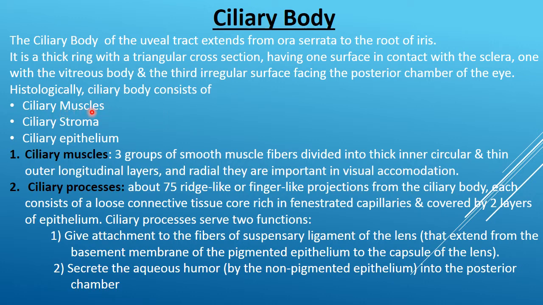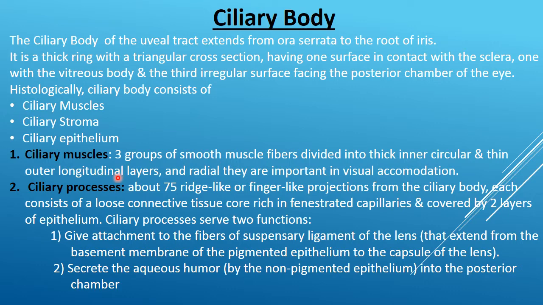If you see histologically, the ciliary body consists of the ciliary muscles, which I have given you a bit of review of. There are three muscles: the longitudinal running muscles, the radial and circular muscles. And next to that is the ciliary stroma, which is present in the ciliary body, and the ciliary epithelium. So the ciliary muscles are three groups of smooth muscle fibers, arranged circular, longitudinal and radially, and they are very important in helping visual accommodation.